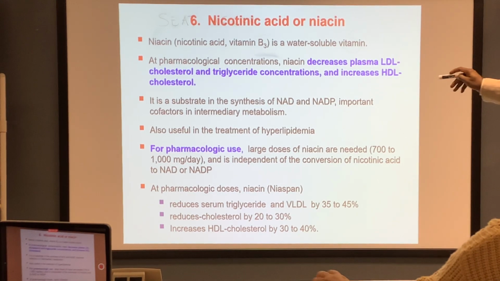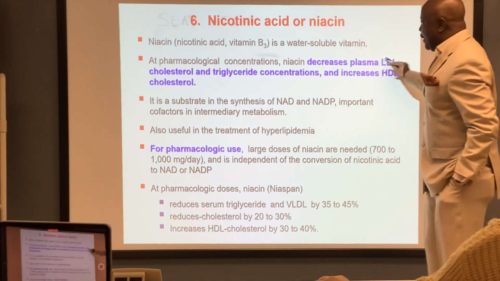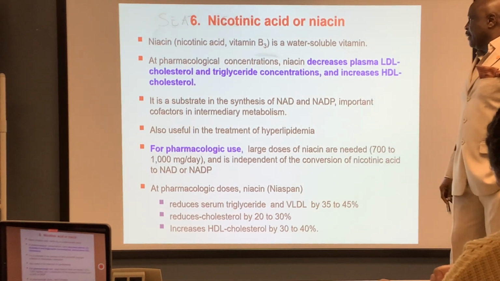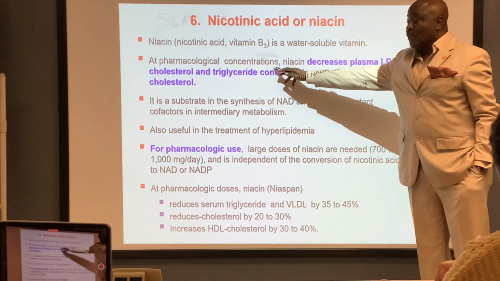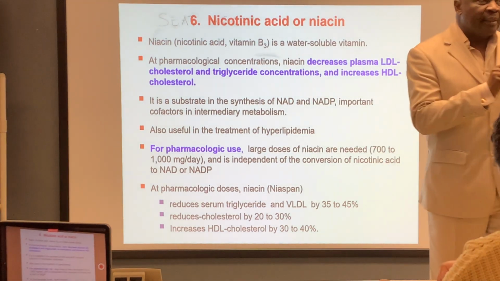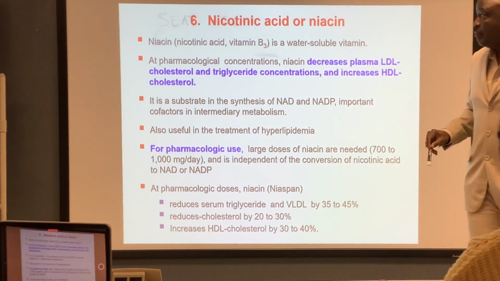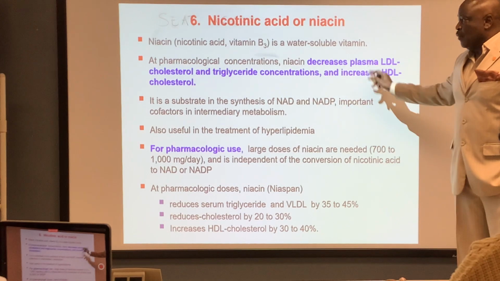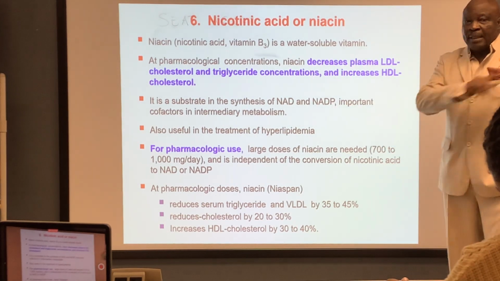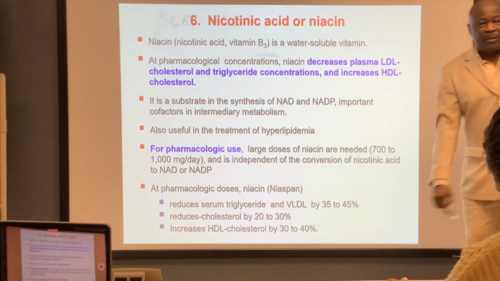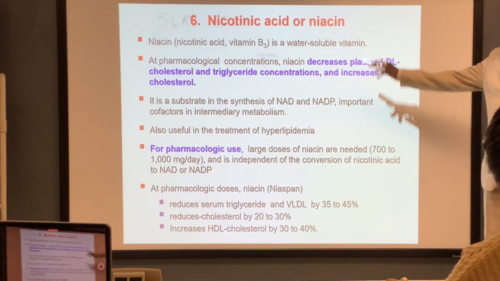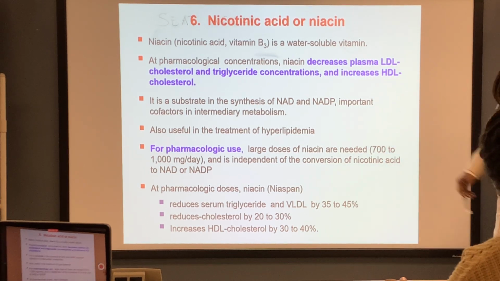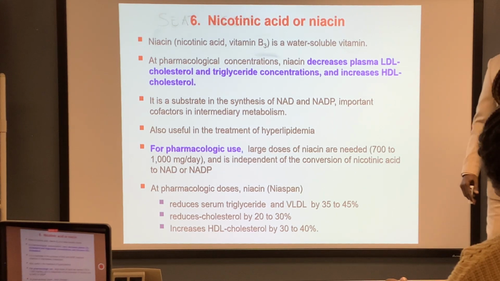This one affects all three lipoproteins: it decreases LDL and triglycerides, and increases HDL at pharmacologic concentrations. For the others, at pharmacological concentrations, they have specific effects on one or two of the three. This is one that affects all three at pharmacological concentrations. Nicotinic acid, being a vitamin, is a substrate in the synthesis of NAD and NADP. You should know that from biochemistry.